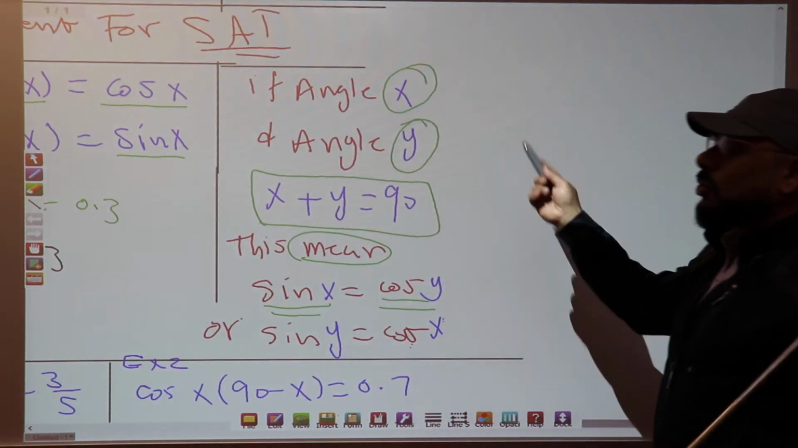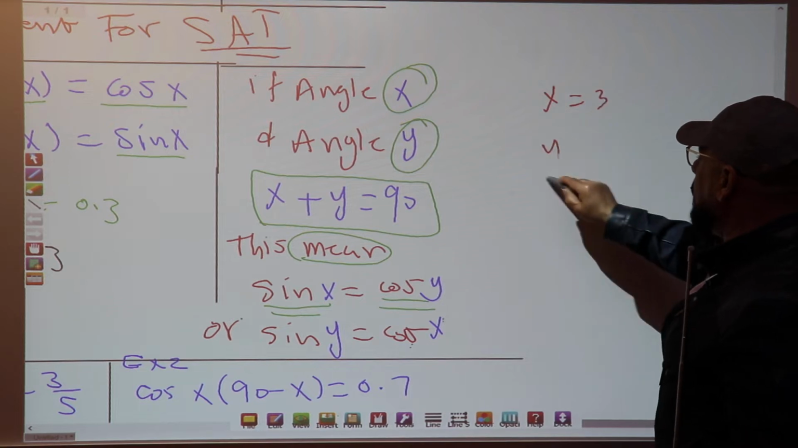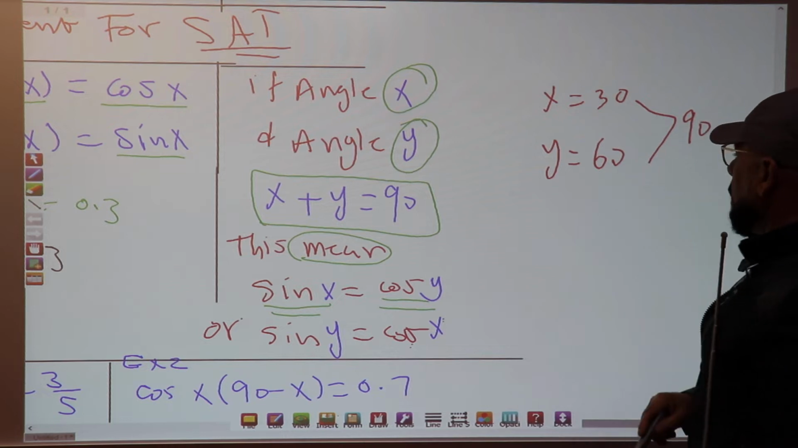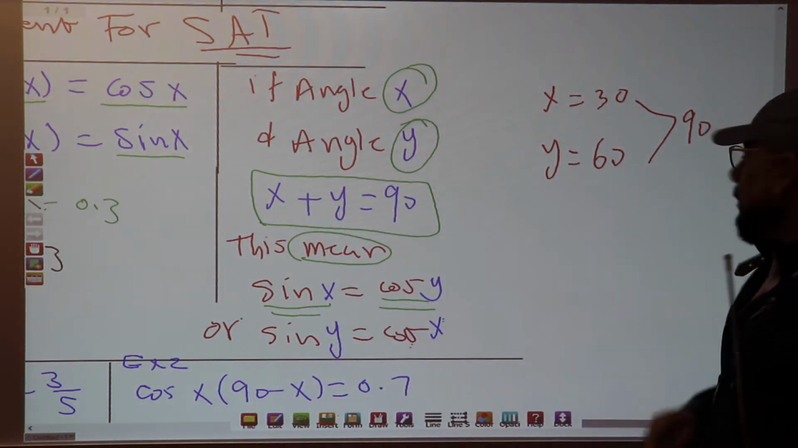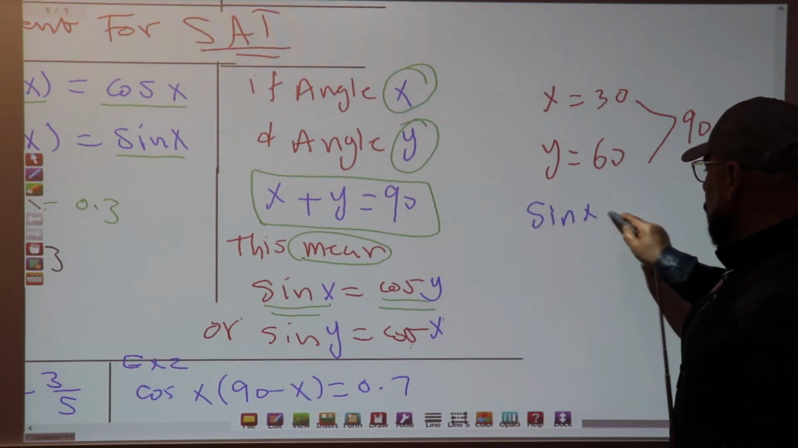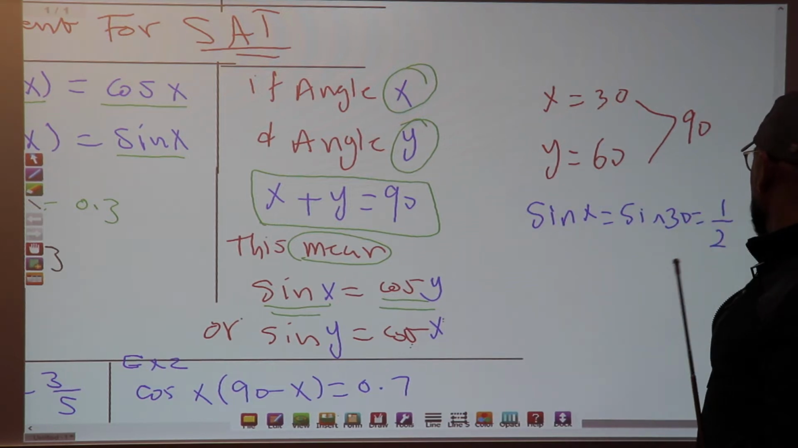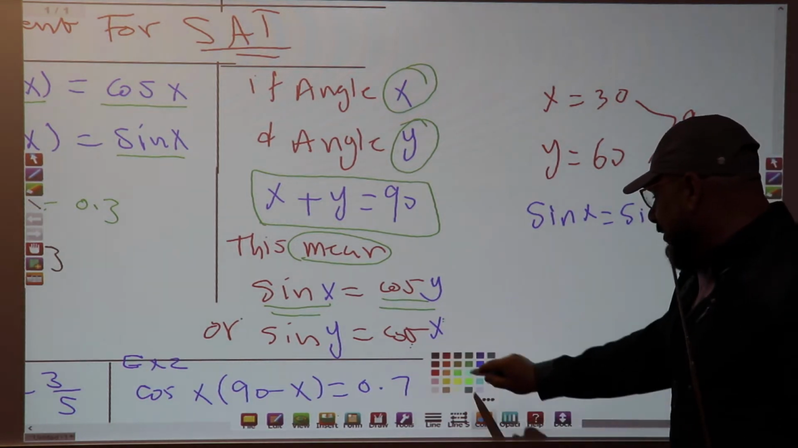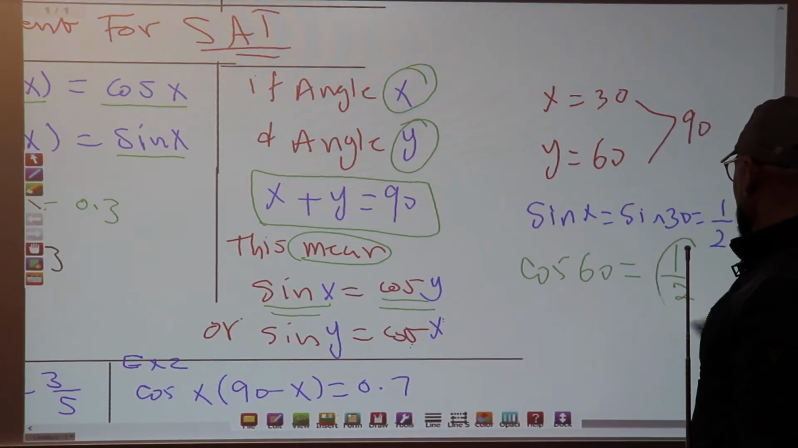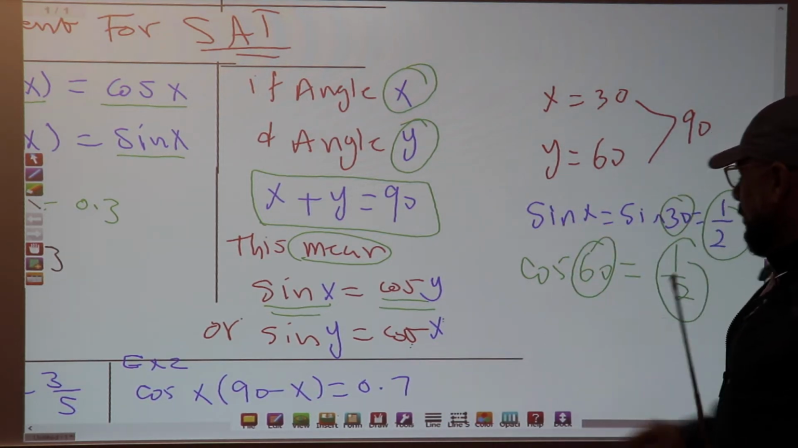As an example, take two angles, 30 and 60. x equals 30, y equals 60. The sum of these two angles is 90, right? Let us check if this is true. Sine 30 is 1/2. Wow, good. Cosine 60 should be the same. If you go to the table, you will find it is also 1/2. So 30 plus 60 is 90, and the sine and the cosine are equal.